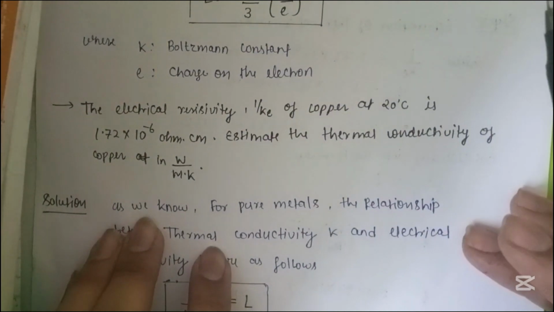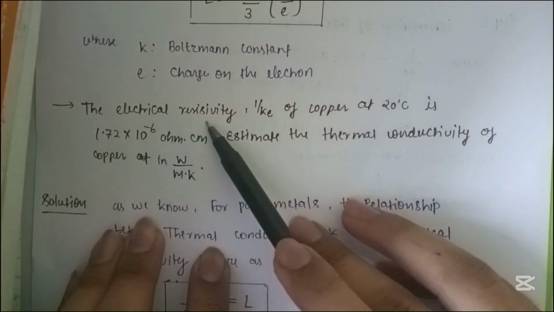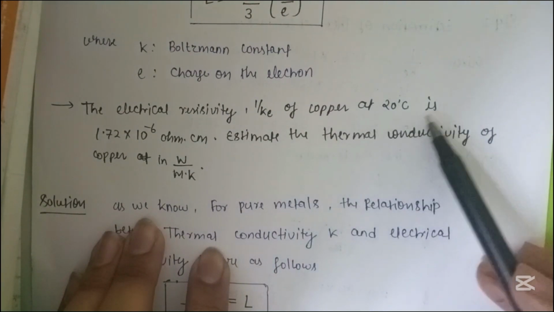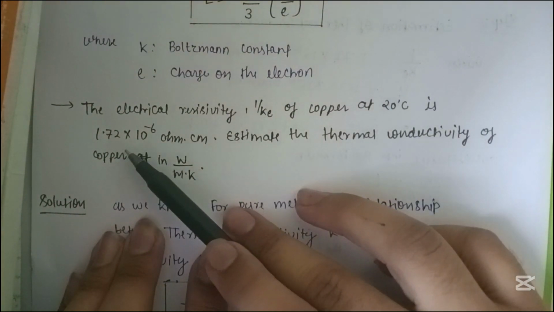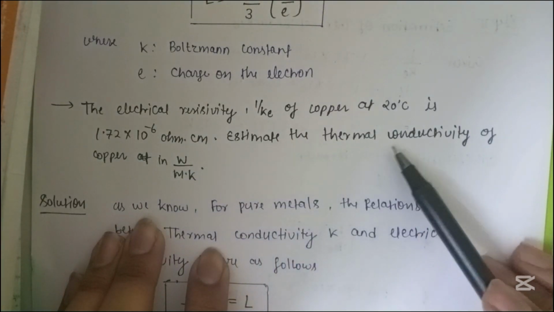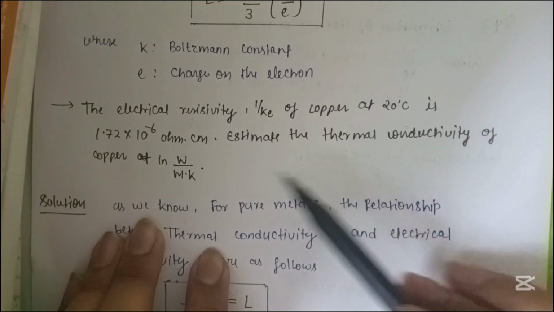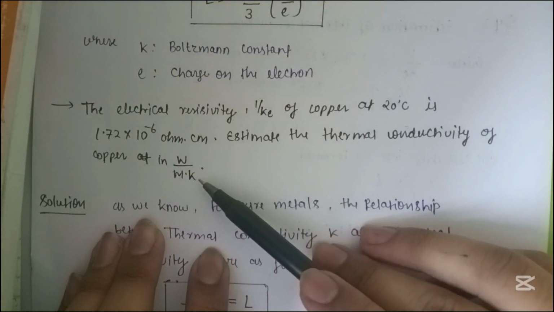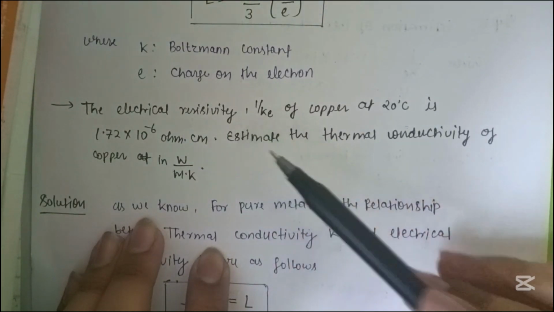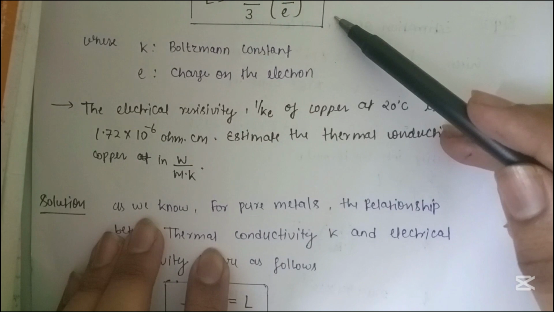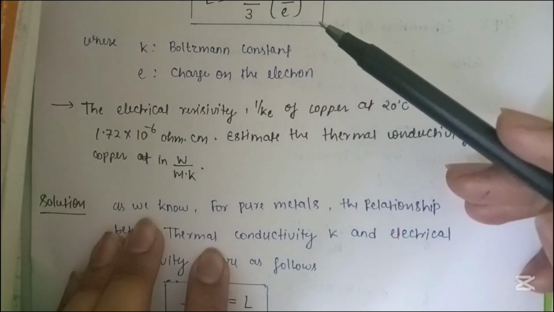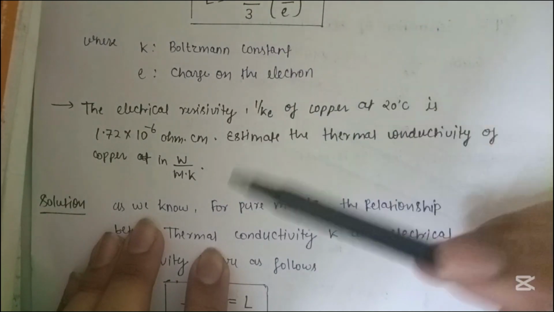And the problem statement is: the electric resistivity 1 by Ke of copper at 20 degrees Celsius is given as 1.72 into 10 to the minus 6 ohm centimeter. Estimate the thermal conductivity of copper in watt per meter Kelvin. So we have been given the resistivity and we have to use the Lorentz number equation to calculate the thermal conductivity. So now we will find out how we calculate.